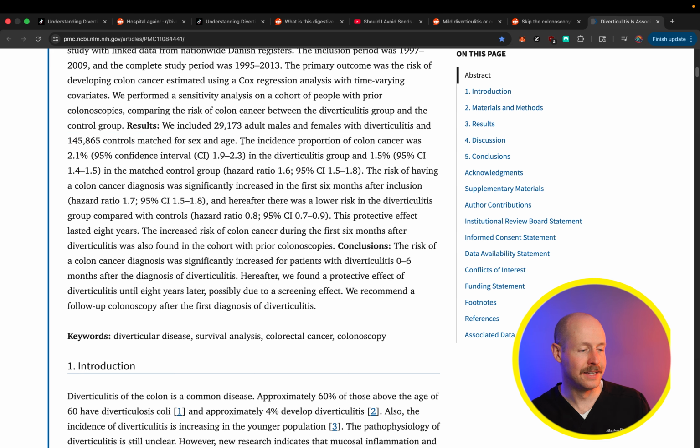The incidence proportion of colon cancer was 2.1% in the diverticulitis group and 1.5% in the matched control groups. And it's important here that the confidence intervals do not overlap. So there was a statistically higher chance of having colon cancer after an episode of diverticulitis. In conclusion, the risk of colon cancer was significantly increased in patients with diverticulitis 0 to 6 months after the initial diagnosis. So in summary, a couple things that we've learned.